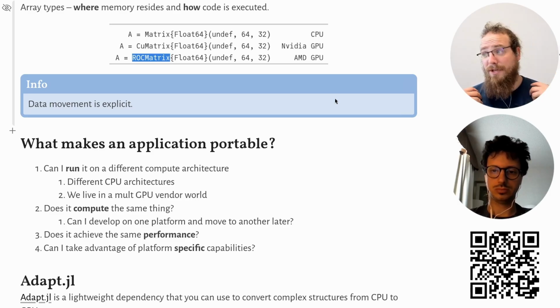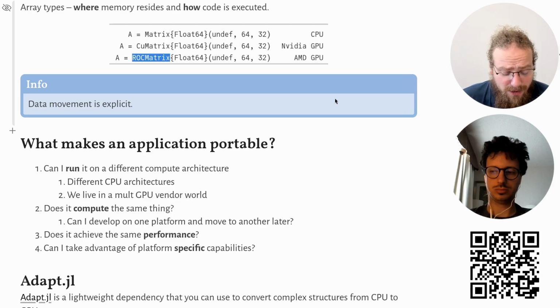Besides just being able to run, I probably care about the fact that the answers are the same. The program should compute the same thing despite running on different hardware. Because otherwise I cannot develop on one platform and move to another later. So I might be writing a program on my laptop and then I want to go to a supercomputer, and if I can't trust that I'm computing roughly the same thing, then I can't do this development workflow.